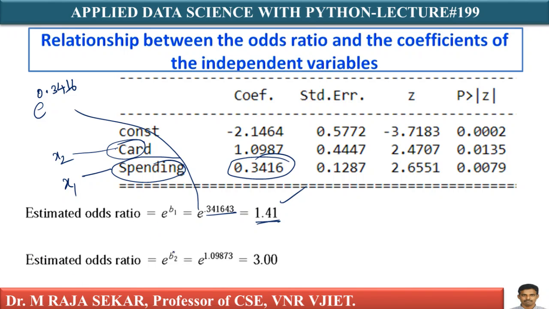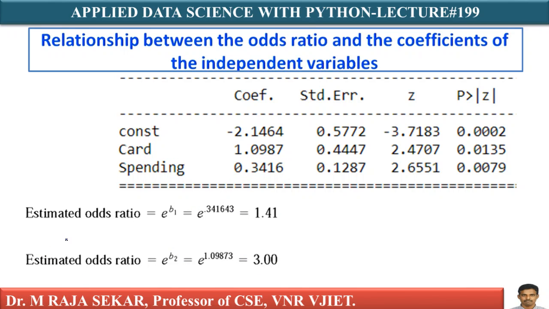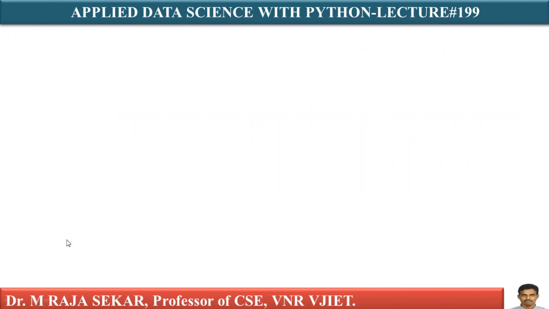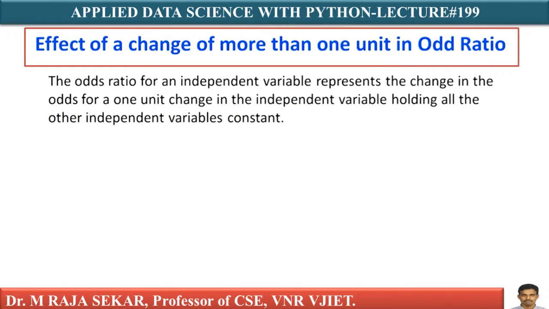In a similar manner, I can calculate the estimated odds ratio for which variable? For chord. That is e power b2. What is the coefficient? This is the coefficient column. b2 means 1.0987. Approximately you will get 3.0. This I already discussed in my previous lecture. We calculated this odds ratio for b2, in the sense for chord. Even you can calculate the odds ratio with the help of the coefficients of independent variables. It's simple and straightforward, isn't it?